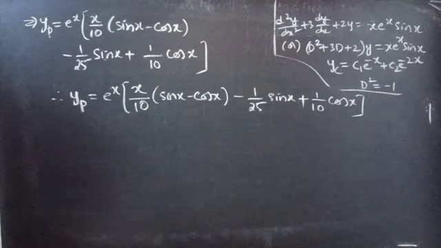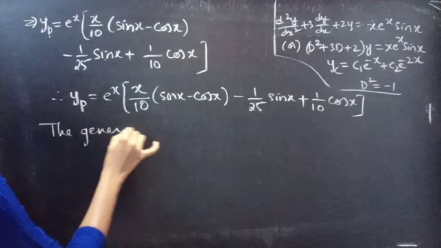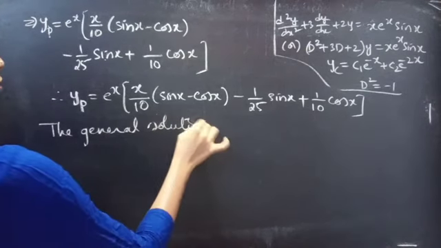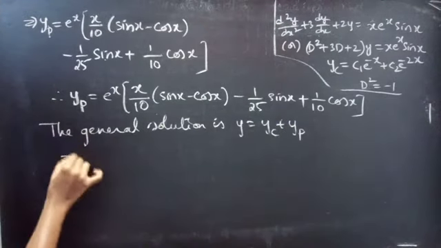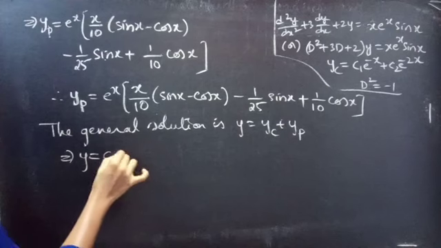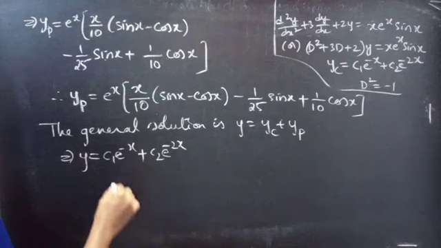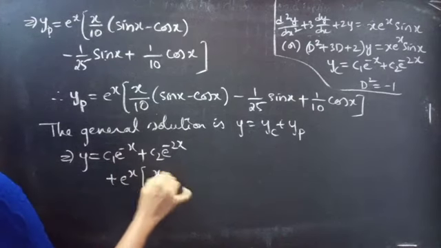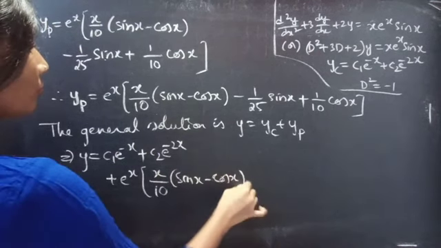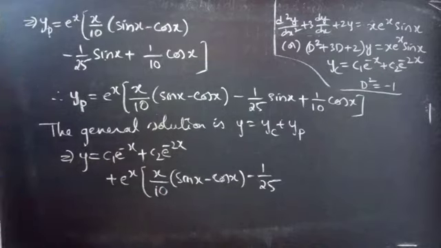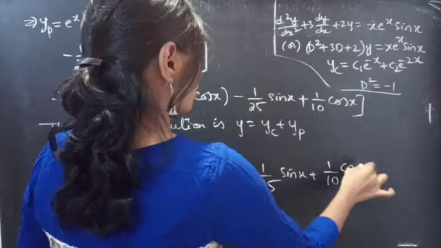We got yp and yc, so let's write the general solution. The general solution is given by y equals to yc plus yp. Then y equals to yc, we have c1 e power minus x plus c2 e power minus 2x plus yp, e power x into x by 10 into sin x minus cos x minus 1/25 into sin x plus 1/10 into cos x.